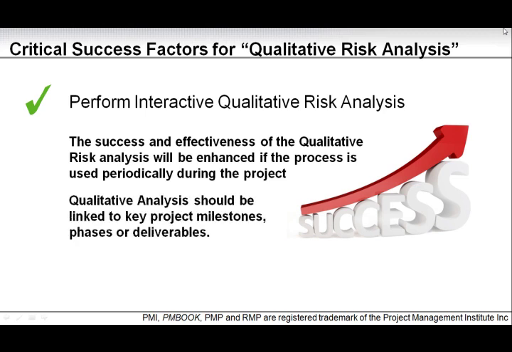Also, the qualitative analysis should be linked to key project milestones, phases, and deliverables. You can schedule it regularly, but you should also take into account the different project phases, key deliverables, and milestones. When does it make sense to put in an activity to do another qualitative risk analysis? And of course, this is linked to the identify risk process, but not necessarily both have to be done.